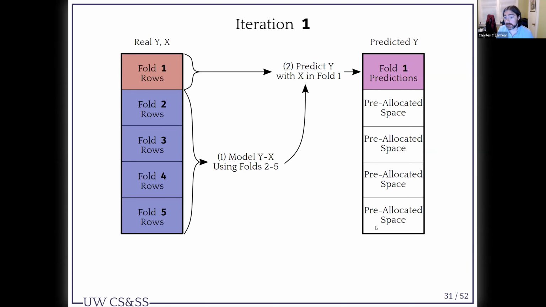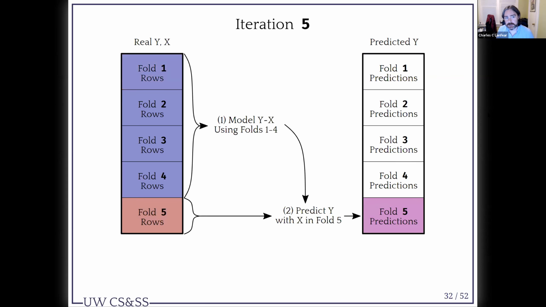You'll notice here I said pre-allocated space. On iteration 1, we're going to fill in this first space. And then these ones haven't been filled in yet. We're going to do this repeatedly until we get to the last iteration. We will be fitting our model to the first 4 folds, predicting for fold 5 using the last rows over here. All of these will be filled in. And then we'll use all of these predicted values of Y, their differences from the real values of Y, to calculate our error.